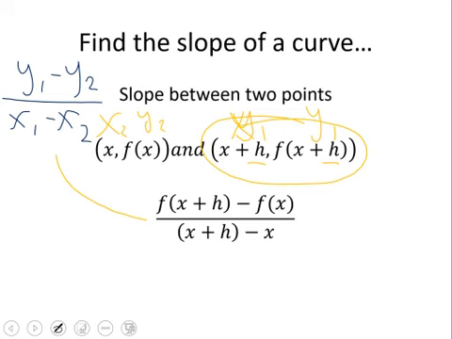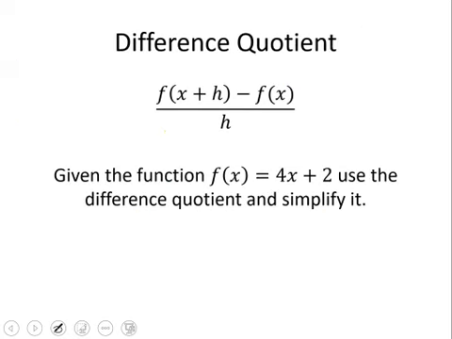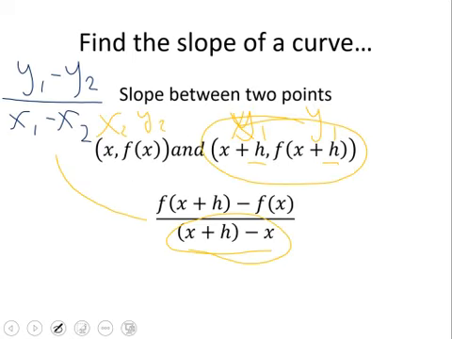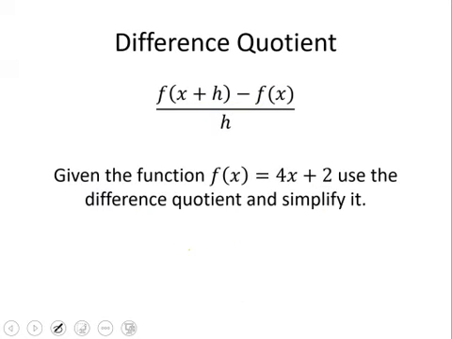Now, if you simplify the bottom here, you see that it's x plus h minus x, which reduces down to h. This right here is called your difference quotient.